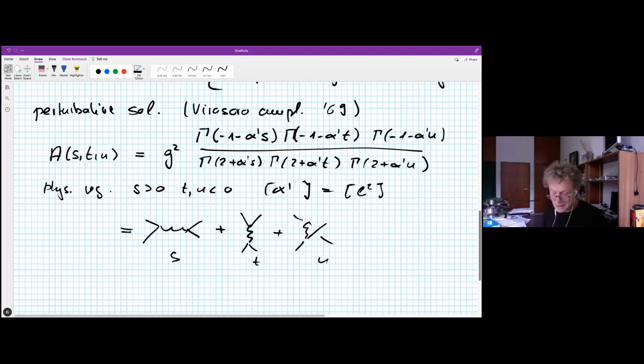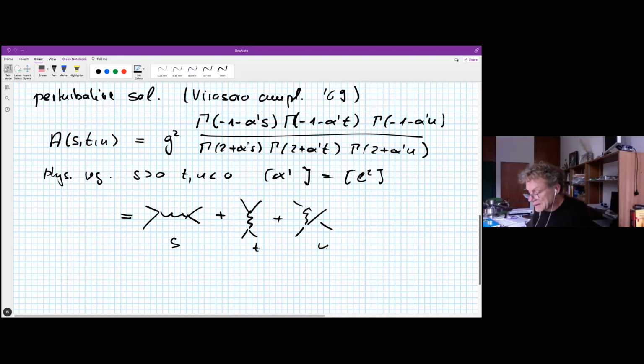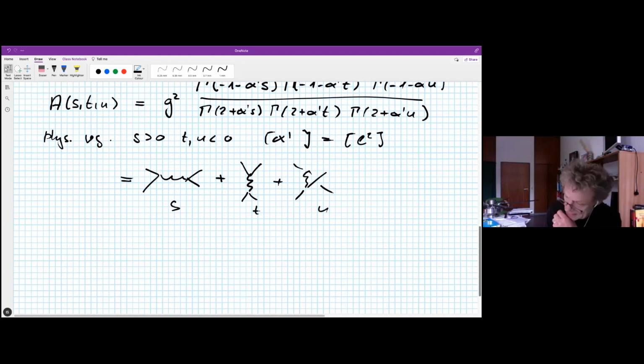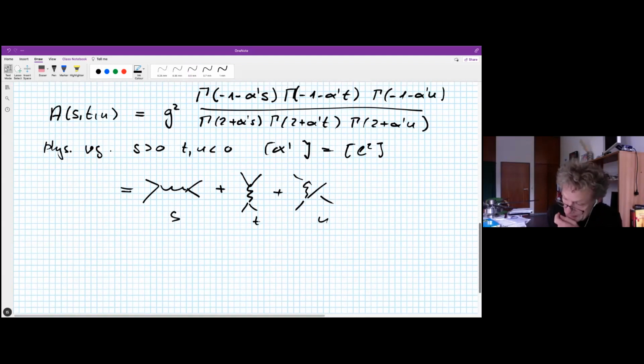Now, of course, you might ask, where does it come from? Does it come from anything? Is it just a mathematical formula, or is it something physical? That was resolved not much later, more or less at the same time, by Nambu, who found that you can factorize this amplitude in the following way. That's just one representation of this amplitude, which looks like this.